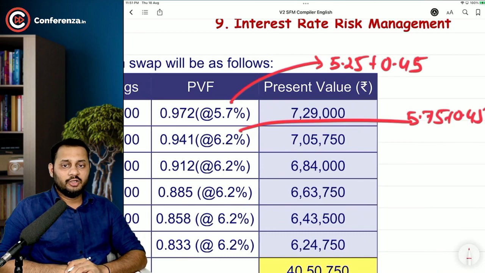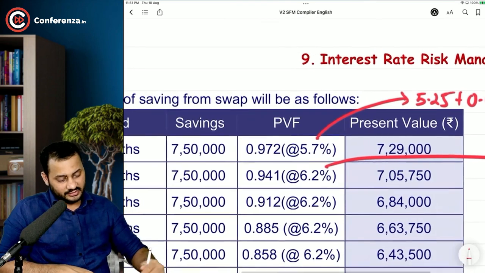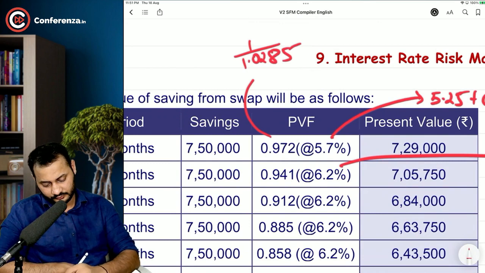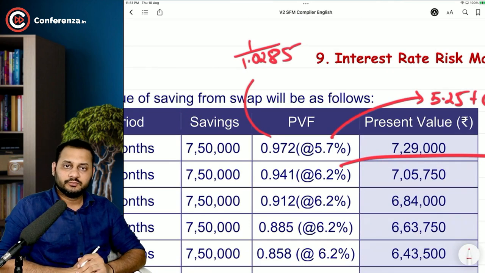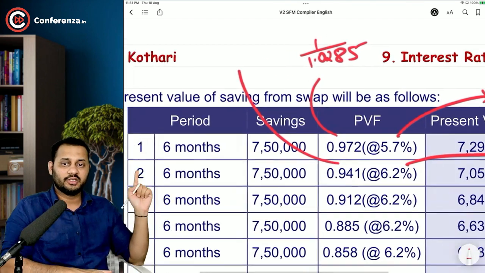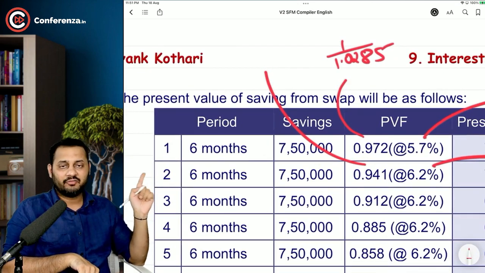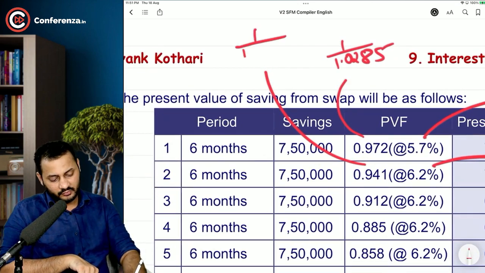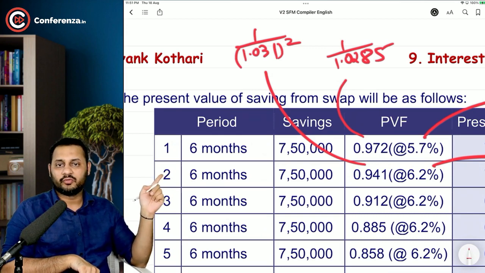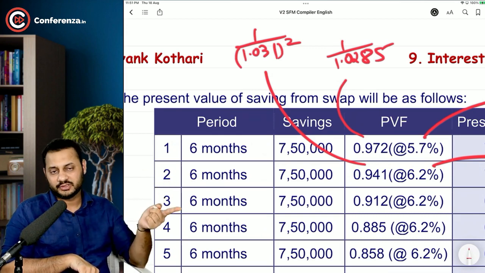Now, although they have given the per annum rate here, this discounting rate is calculated as 1 divided by 1.0285, which is 0.972. Okay. Now, how will you calculate this discounting rate? 0.941 should be for the second period. Half of 6.2 is 3.1, so 1 divided by 1.031 to the power 2. When you raise it to the power 2, you get 0.941, 2 times discounting with 3.1%.